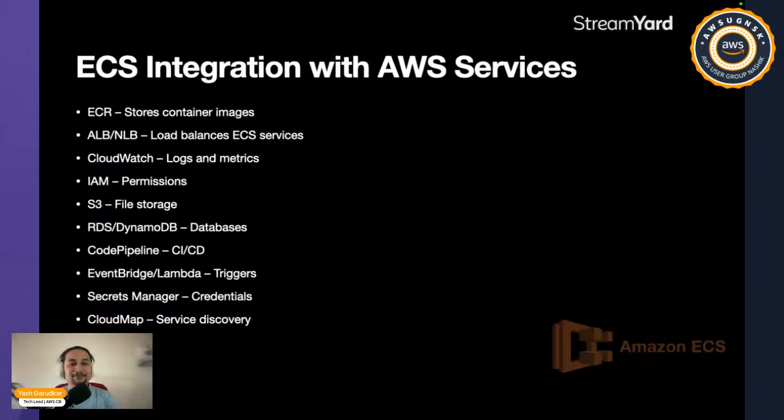But for example, ECR stores your container images. That image over there gets stored on your ECR. From there, it gets deployed to ECS. So ECS is a service that runs that container. ECR is your repository where we store your container images.